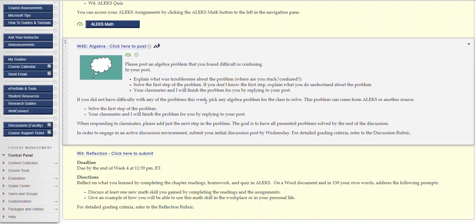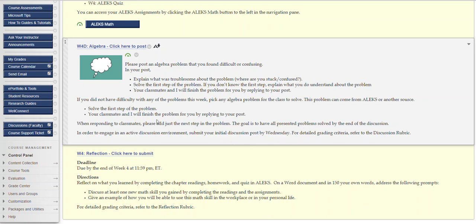If you don't have any difficulty with the problems this week, pick any algebra problem for the class to solve. The problem can come from Alex or another source. Solve the first step of the problem, and then your classmates and I will finish the problem for you. When responding to classmates, please add just the next step in the problem. The goal is to have the presented problem solved at the end of the discussion.